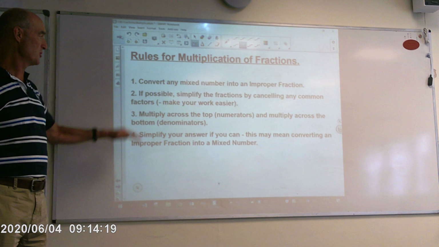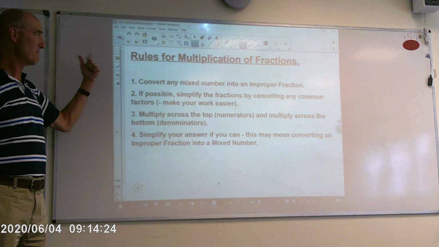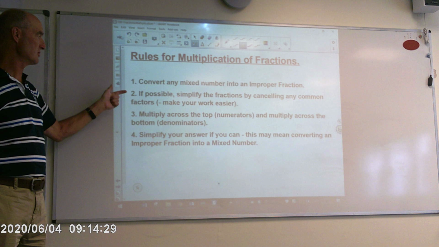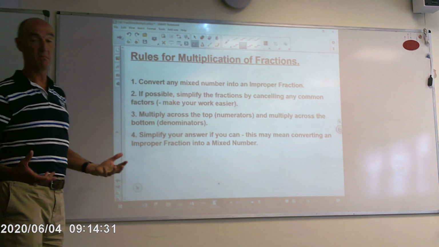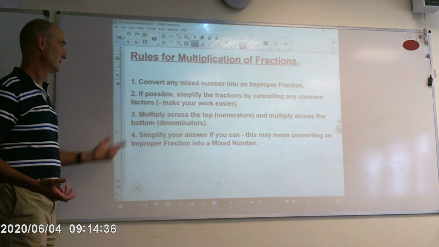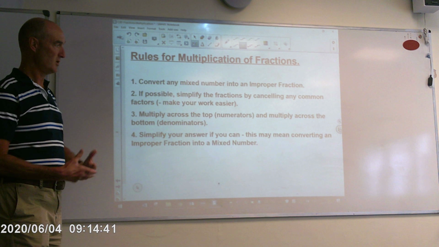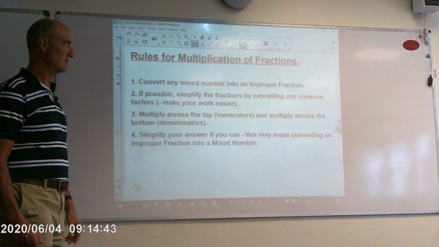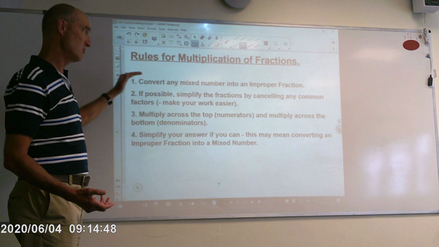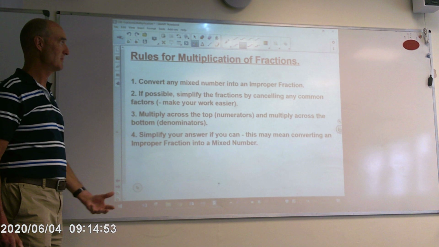So each of those points has been covered in the previous examples. Start off, first point, make sure you convert any mixed number into an improper fraction, a top-heavy fraction. Then try and simplify your fractions, cancel them down to make your calculations easier. Then multiply across the top, multiply across the bottom. Once you get an answer, can you simplify that answer? And that is all there is to multiplying fractions. So those are your rules, which you might want to write down and make a note of, and you should be able to then handle multiplication of fractions.